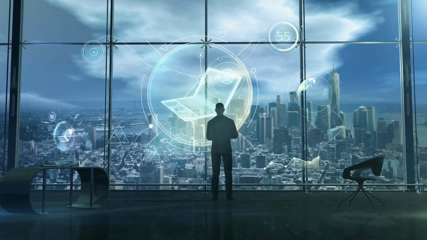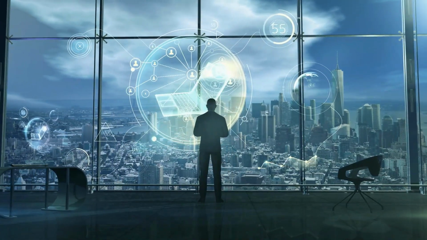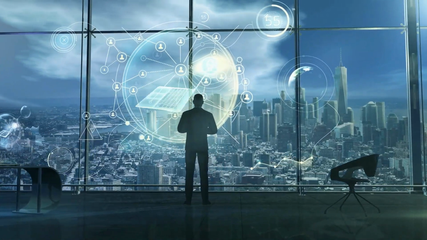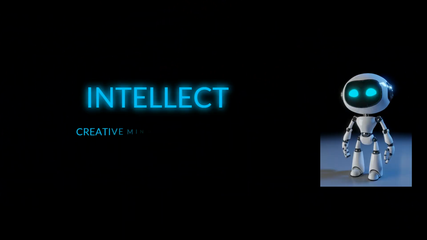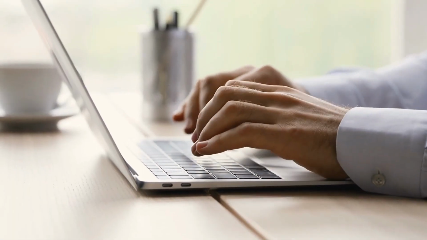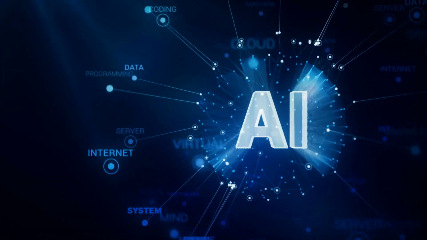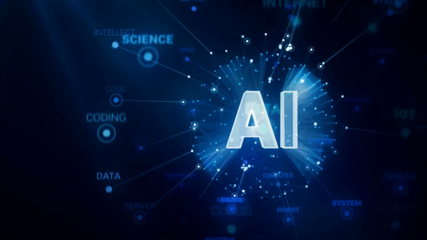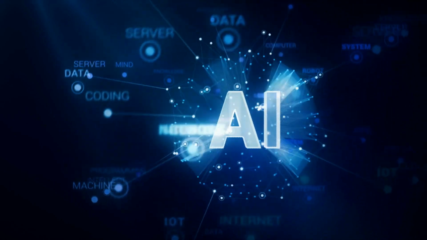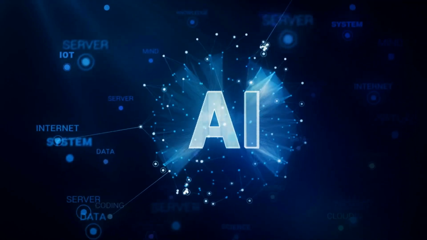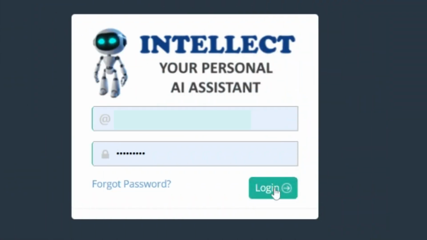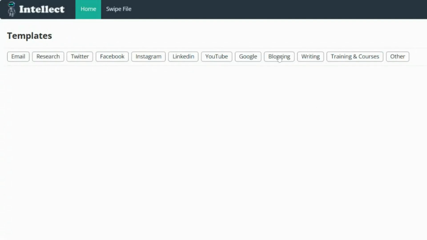In this video, we'll show you how to create compelling blog content with the help of AI technology. Intellect is a powerful tool that can help you generate unique and high-quality articles and blog posts in just a few clicks. It uses advanced algorithms to analyze your topic, research keywords, and suggest content ideas that match your audience's interests.